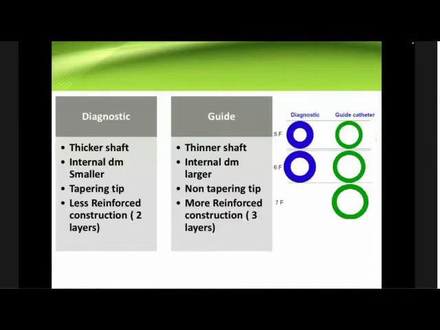The basic difference between a diagnostic and a guide catheter is that a diagnostic catheter has a thicker shaft with a small internal diameter, whereas the guide catheter has a thinner shaft with a larger internal diameter, which allows more devices to pass through it. Usually, guide catheters have a non-tapering tip, and are more reinforced, having multiple layers for more stability.